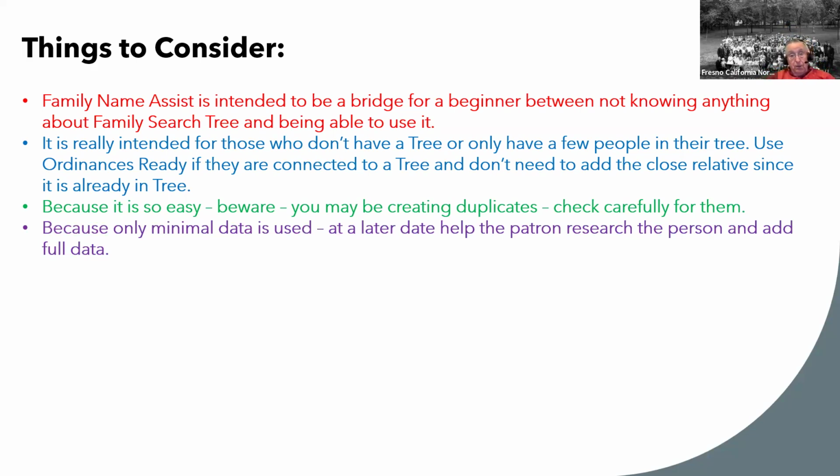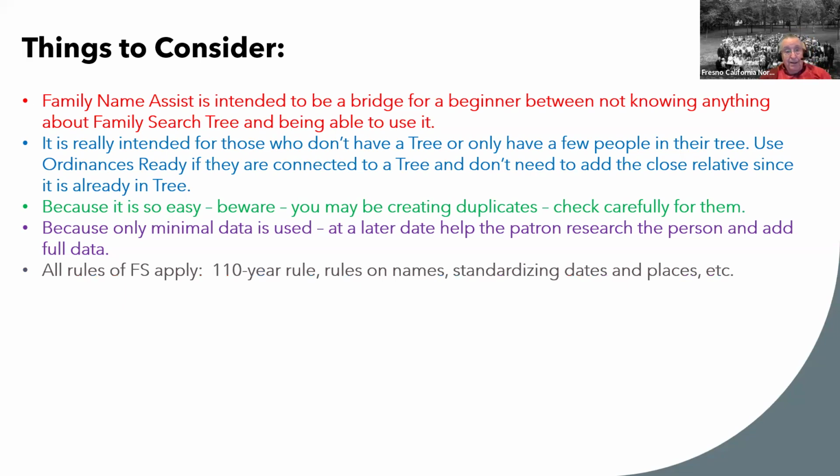I would suggest that at a later date, you help the patron research this person that we found and add their full data. Do some research on them, add some sources, get full birth and death dates and all the other things that you can find on FamilySearch, so that it reduces the chances of somebody else doing this person at a later date. And then always remember, all the FamilySearch rules apply. The 110-year rule, the rules on names, standardizing dates and places, all those things apply.